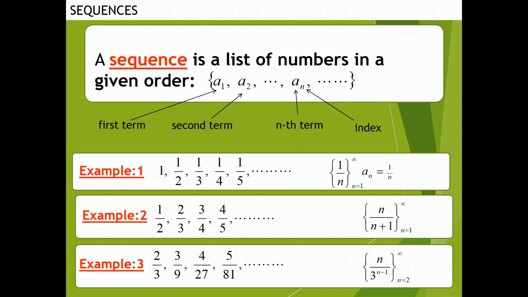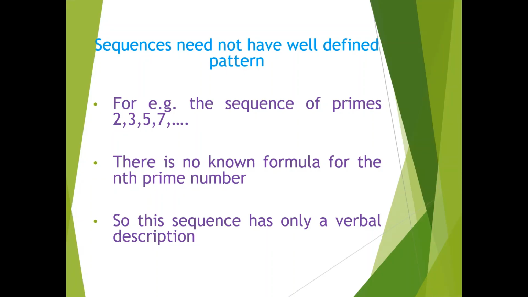The third example gives the sequence 2/3, 3/9, 4/27, 5/81, etc. Here the nth term is taken as (n+1)/3^(n-1). We note that sequences need not have a well-defined pattern. For example, the sequence of primes 2, 3, 5, 7, etc. There is no known formula for the nth prime number. So, this sequence has only a verbal description.